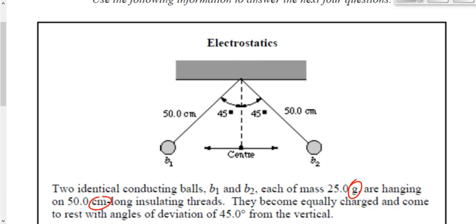They become equally charged and come to rest with angles of deviation 45 degrees from the vertical. If they come to rest, that basically means that they're in equilibrium, right? The forces are balanced. The net force is 0. Does that make sense? All right, let's move on and see what they're asking me here.